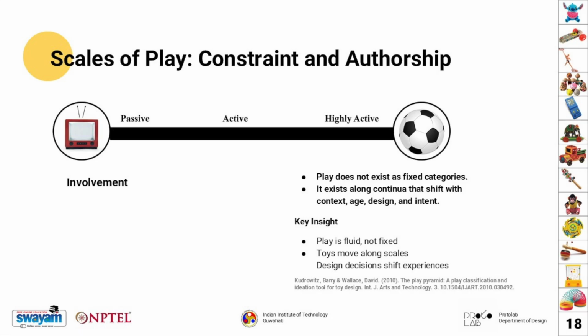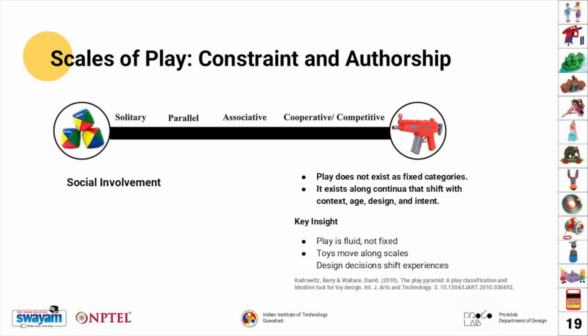Most play experiences fall somewhere in between. A board game may be mentally active but physically passive. A puzzle may require intense focus but minimal movement. The second scale maps how social a play experience is.